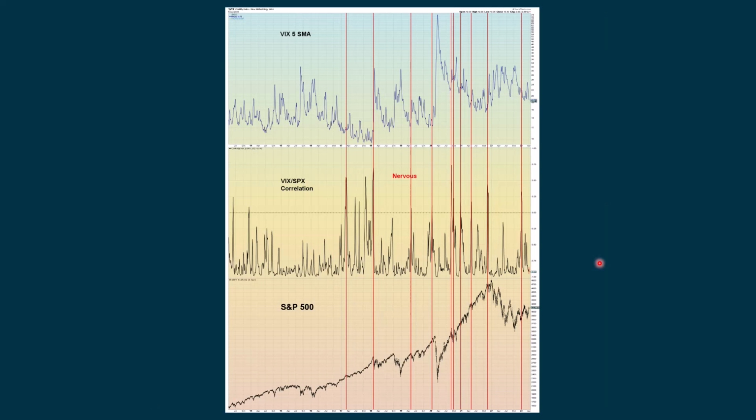This is another measurement of the VIX to the S&P, and it's a correlation chart. Right now, we're not really getting any reading from this chart. When it spikes up, sometimes that tells us that the market is in trouble and possibly hitting some kind of a bottom, and we tend to look at this as a contrary indicator.